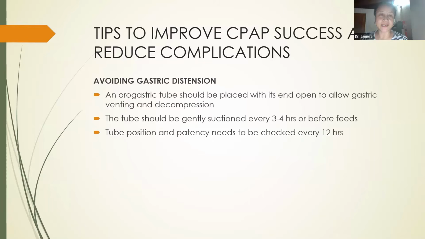As we have discussed earlier, gastric distension is a very common complication of CPAP. So to avoid this, an orogastric tube should be placed with its end open to allow gastric venting and decompression. The tube should be gently suctioned every 3 to 4 hours in those babies who are NPO. And in those babies who are getting feeds, gentle suctioning should be done before every feed.